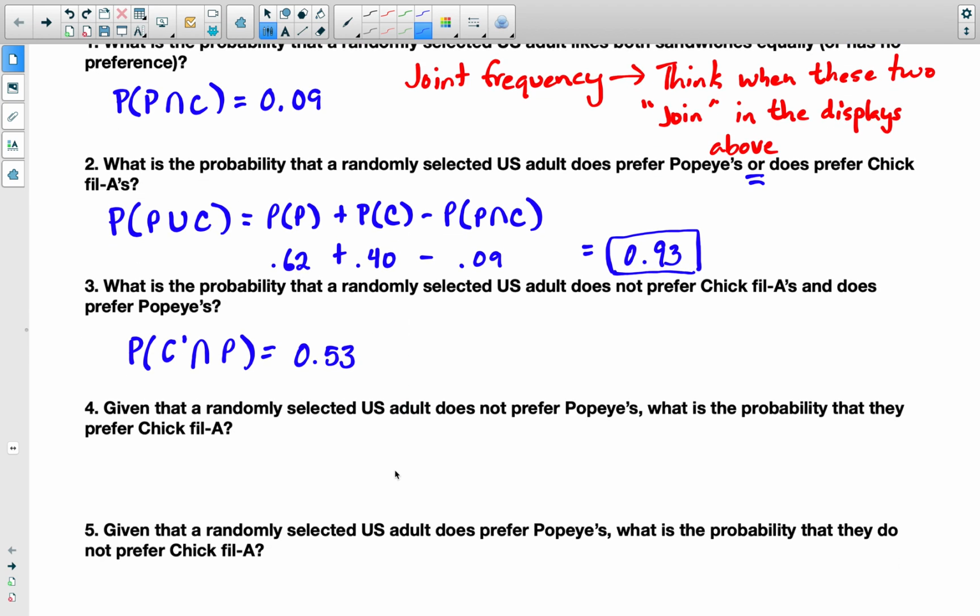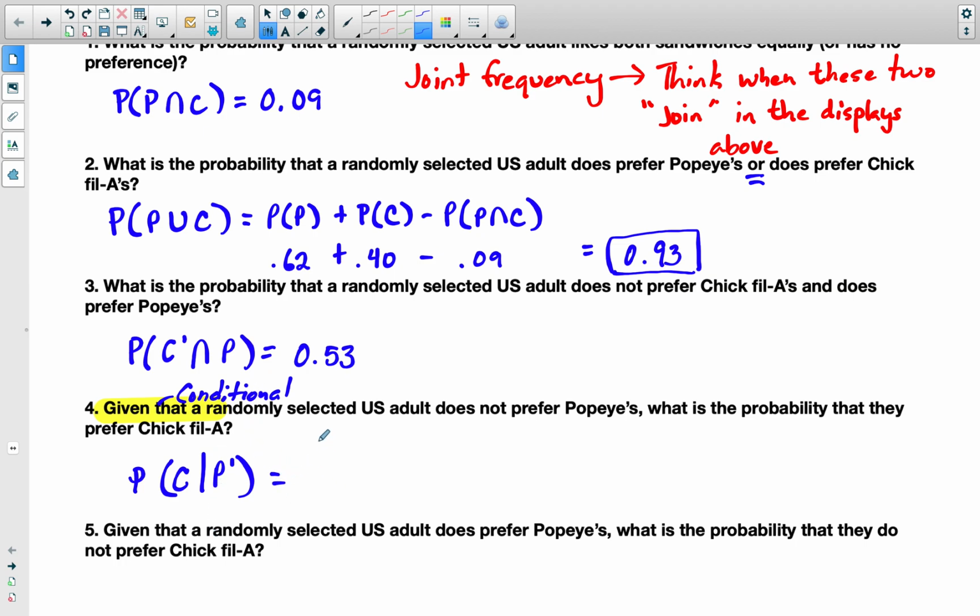Okay, here we go. Given that, this is a context clue. This tells me I'm going to have knowledge of something happening first. That's a condition. What is that condition? That tells me, okay, this is conditional. Given that a randomly selected U.S. adult does not prefer Popeyes, so I'm going to write given that, does not prefer Popeyes. What is the probability they prefer Chick-fil-A? So that's what I'm finding. The probability someone prefers Chick-fil-A, given that they do not prefer Popeyes.